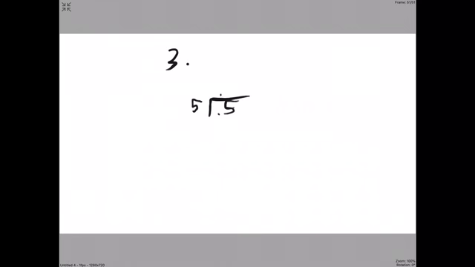Next problem is 0.5 divided by 5. Since there's no decimal outside of the division sign, you just place the decimal up. So the answer is 0.1.